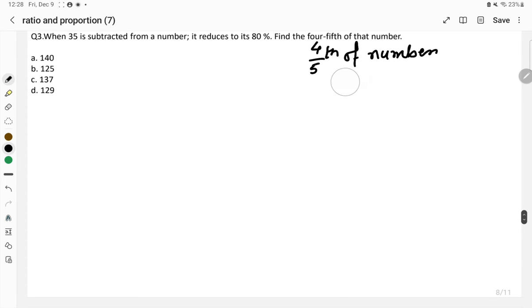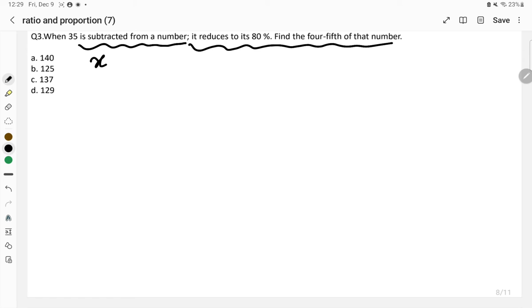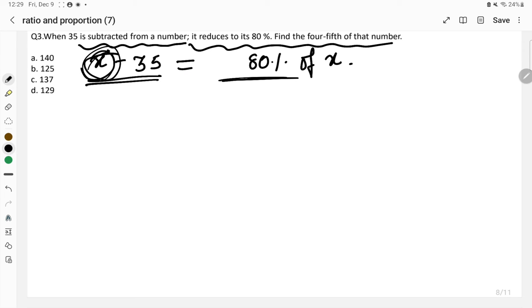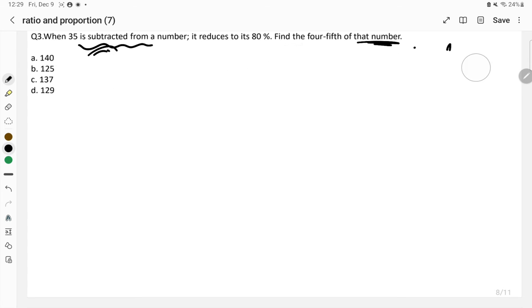Okay, so now let us consider that the particular given number, which we have to calculate over here, is x. What is given in the first statement? If we are subtracting 35 from a number, that is from x, then it reduces to its 80% only, 80% of itself. So what we have to calculate is 4/5 of x. I hope you have understood the question.